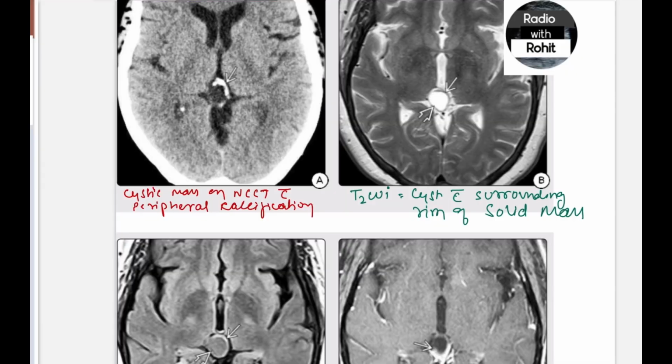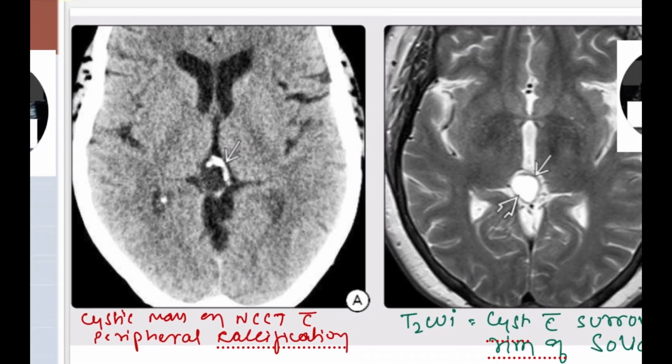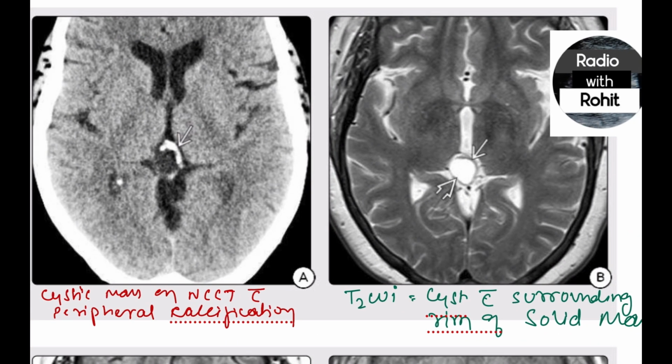Let's discuss the CT scan of the pineocytoma. So this is the CT scan of a male who came with a mass in the pineal. Here we can see the cystic mass. The cystic mass is CSF attenuation density with peripheral calcification. It is well defined, round to oval, small in size, not showing aggression over the mass. So this is most likely pineocytoma.